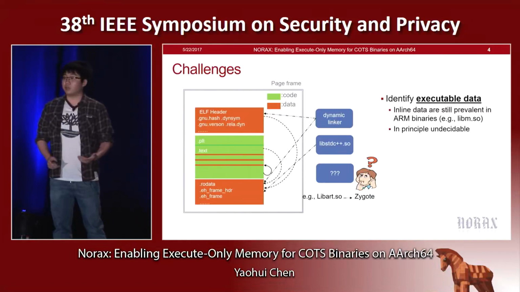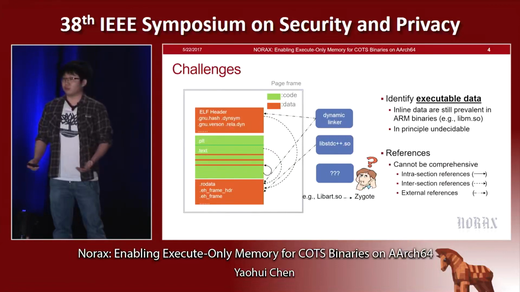Firstly, you want to identify the executable data. Throughout the talk, I will use executable data as a term to refer to all the orange area inside this figure. Because inline data are still prevalent in ARM binaries, past research has shown that under such a situation, telling data apart from code precisely is in principle undecidable. Regarding the references, hopefully I have convinced you it's very hard, if not impossible, to comprehensively resolve all these references.